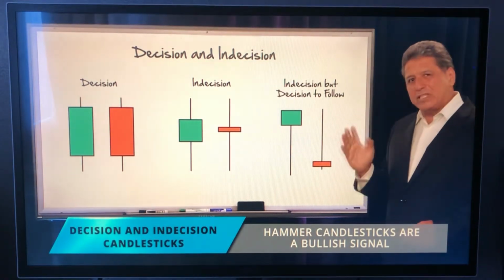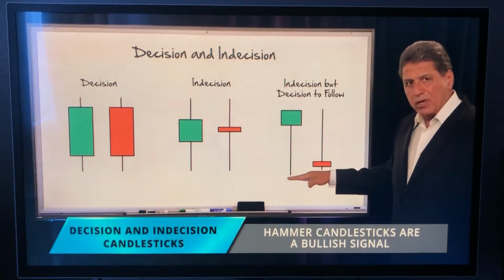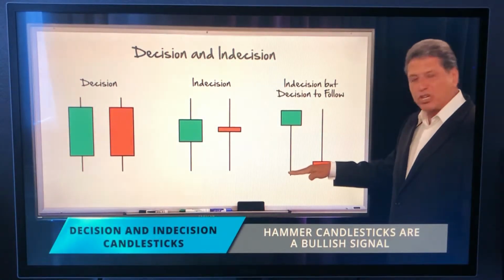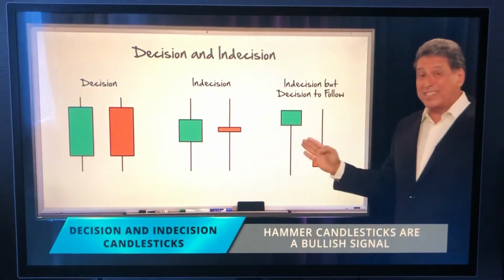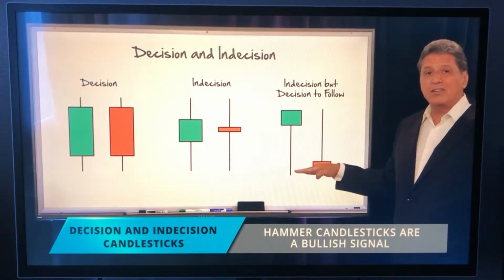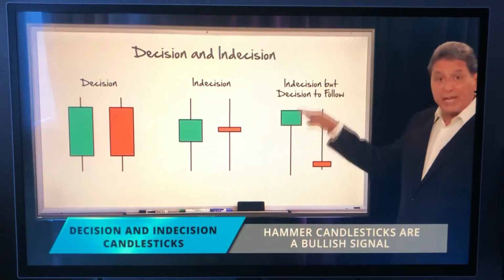Now, if you really think about what's taking place, bears tried to bring prices right down and take control, but bulls took control and brought prices back up. This is an indecision candle that really is a decision candle, because it's communicating to the trader that prices are getting ready to shoot up. That's what the long wick at the bottom means.